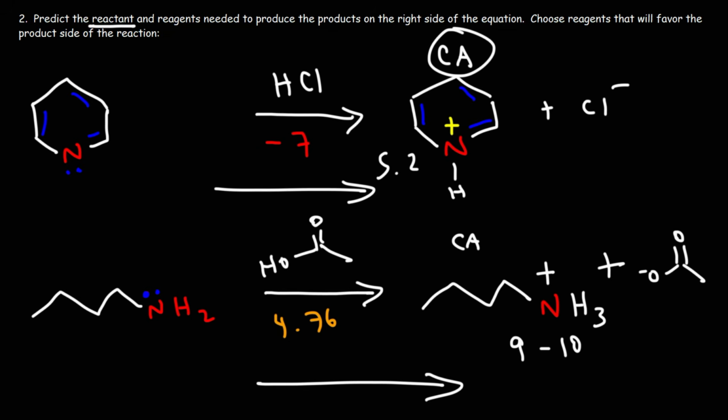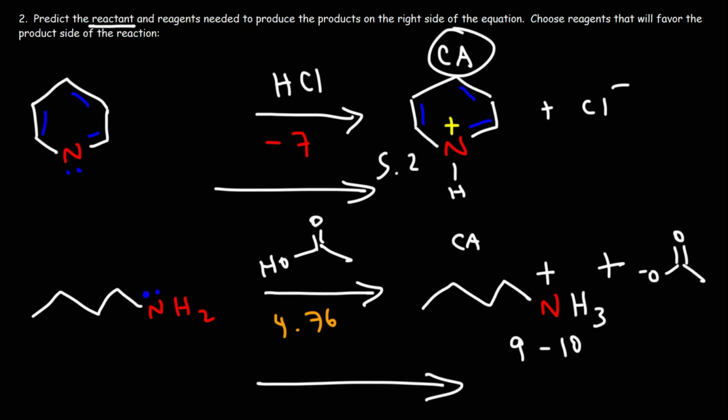Now, when using a base to deprotonate an acid, like we did at the very beginning of this video, you want to pick a base whose conjugate acid has a pKa that is 2 or more units higher than the pKa of the original acid from which you want to deprotonate. So that's a summary of what we learned today.